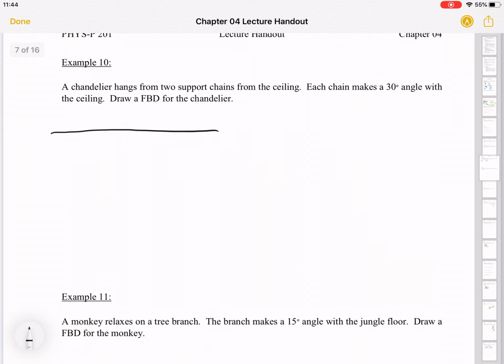So here's the ceiling. It's not a trick or a technique. This is a method I learned a long time ago just to show a fixed surface. So that's what I'm doing when I put those little hash marks up there. And the chandelier is connected by two ropes, right? Each making a 30-degree angle with the ceiling. So there's my 30 degrees. And then this is a chandelier.